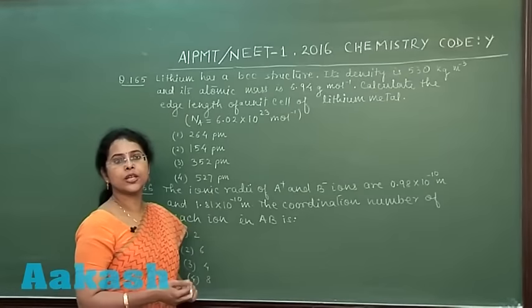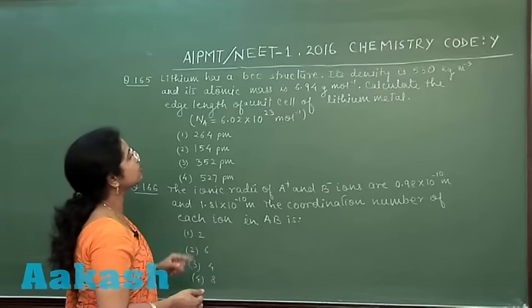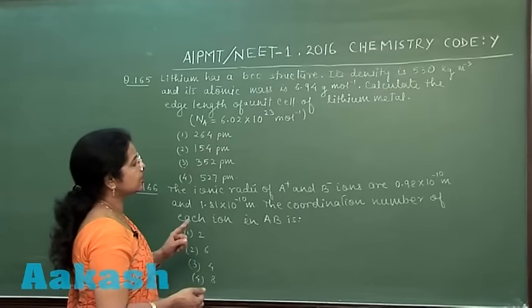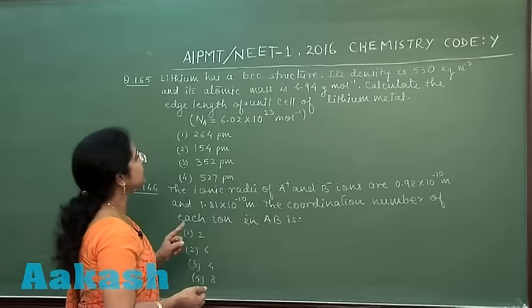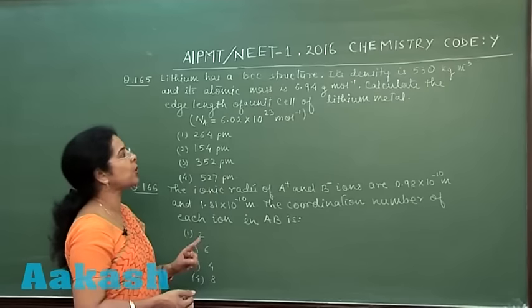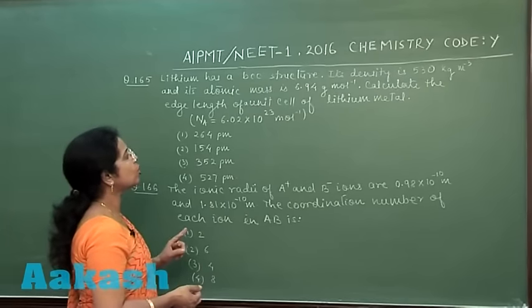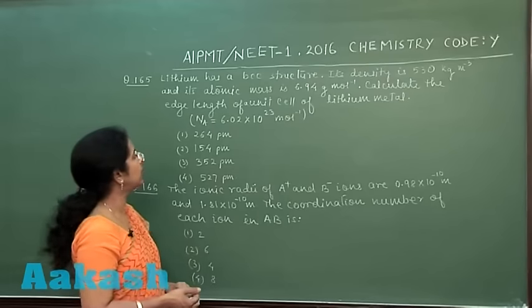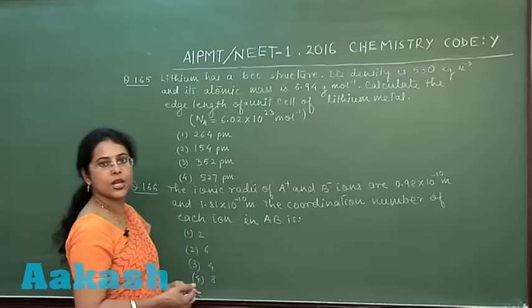So let us discuss the next question. Question number 165. Lithium has a BCC structure. Its density is 530 kg per meter cube and its atomic mass is 6.94 gram per mole. Calculate the edge length of unit cell of lithium metal. Avogadro's constant is given and 4 options are given.